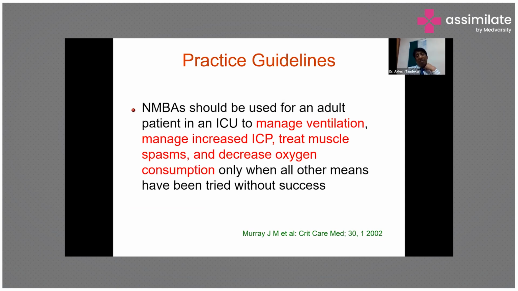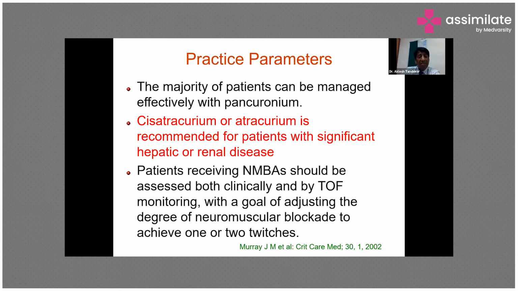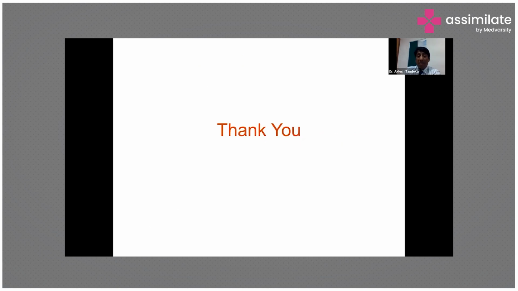Basically, the intention should be just to achieve intubating conditions, or if the patient is fighting on the ventilator, for prevention of patient-ventilator dyssynchrony. For short-term usage, this can be used. This can also be used in continuous infusion, but not for a prolonged duration. As far as possible, neuromuscular monitoring with the help of TOF should be used to prevent the complications associated with these agents.